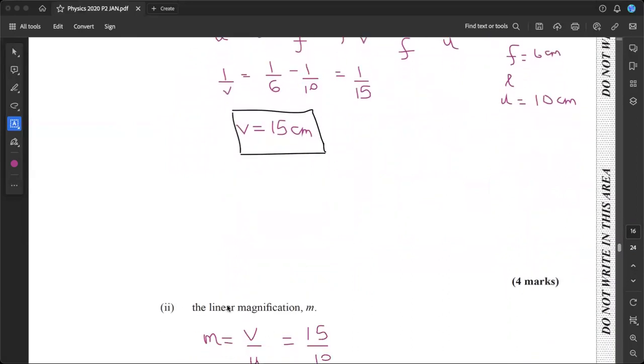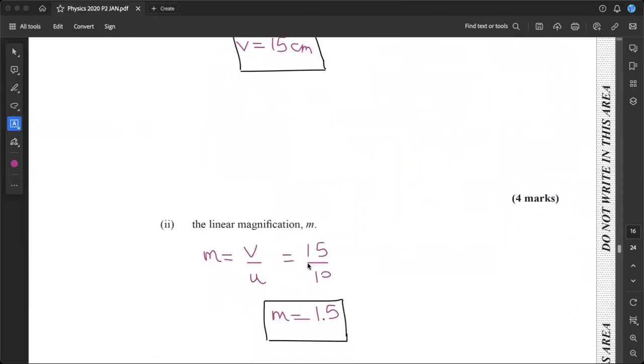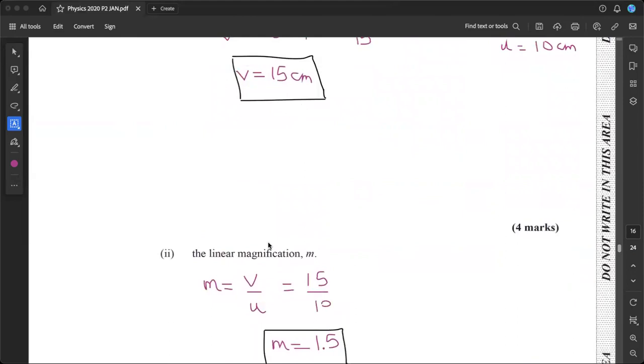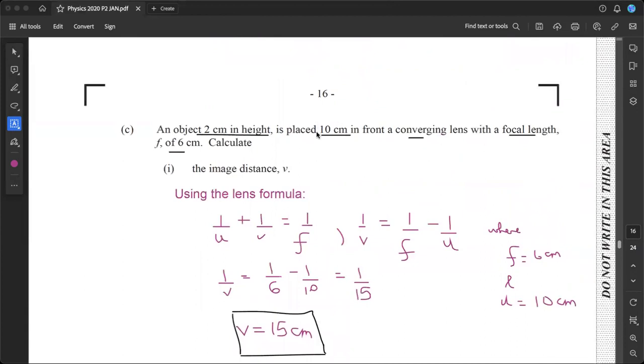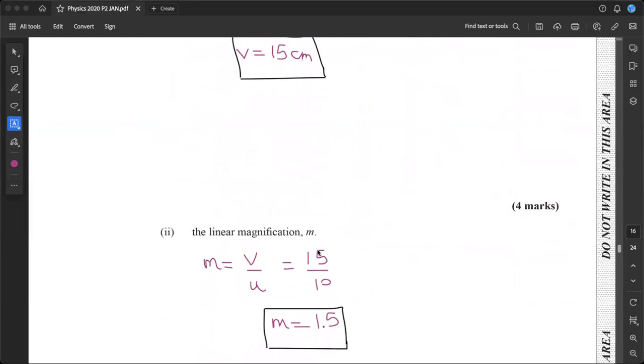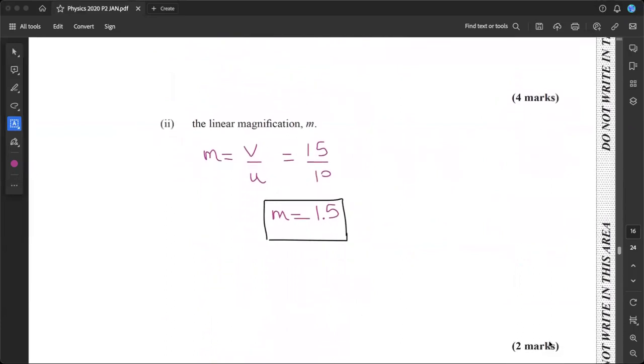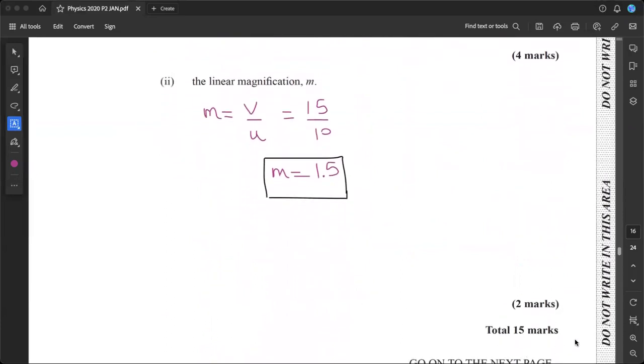So part 2 now is asking us to calculate the linear magnification M. And the formula for the linear magnification M is V over U. So that's your image distance that we just calculated over your object distance, which they gave us from the beginning of the question. They gave us that to be 10, right? So we just calculated 15, they gave us 10. So we're literally going to do M is equal to 15 divided by 10. So we come up with a magnification of 1.5, right? And that's for 2 marks, a total of 15 marks.